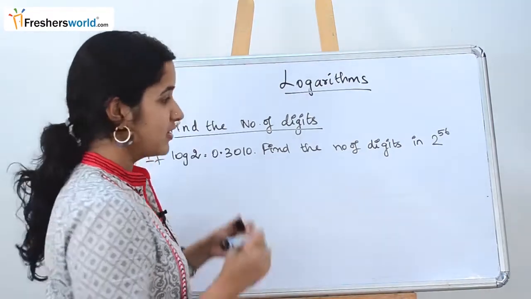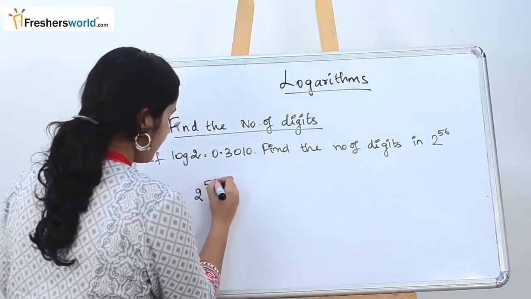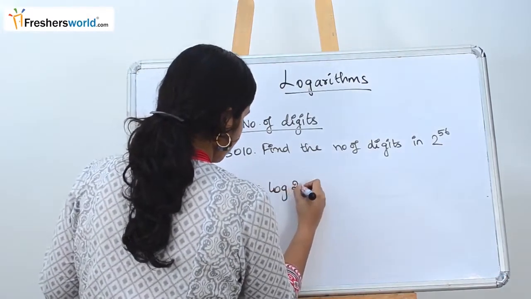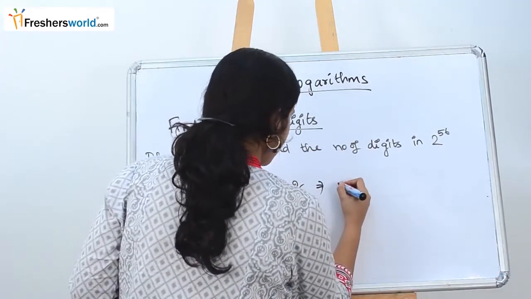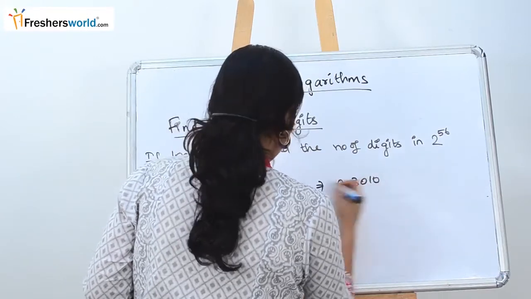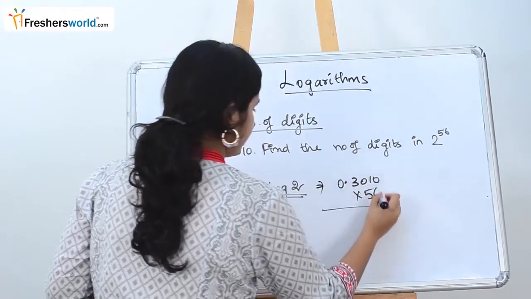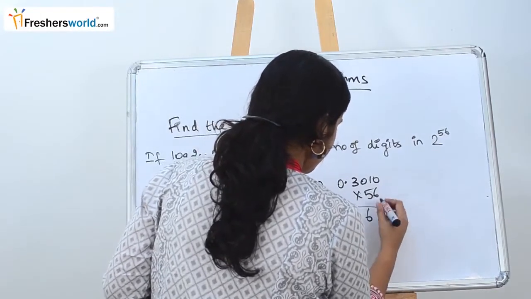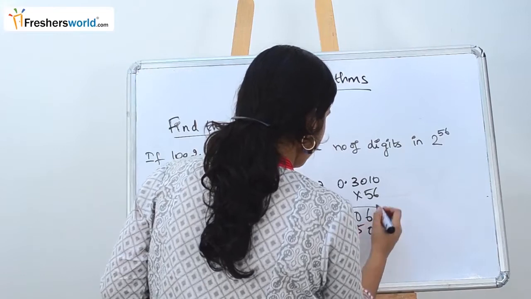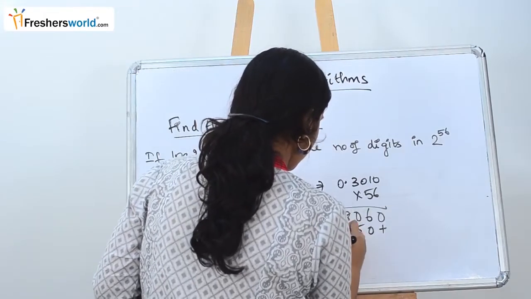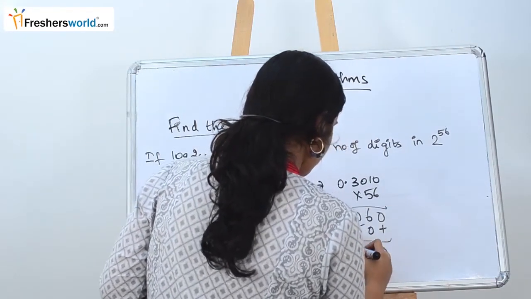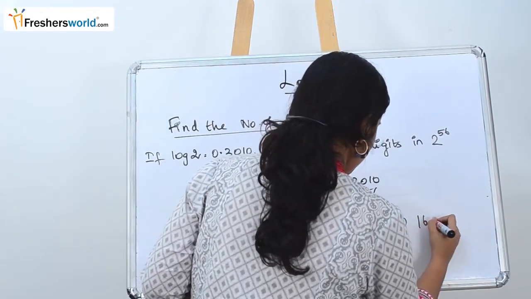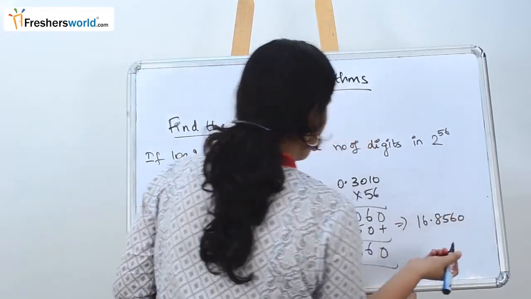So the question that they have given is 2 power 56. How can 2 power 56 be rewritten? It can be written as 56 log 2. Log 2 value is nothing but 0.3010 into 56, which is nothing but 16.856. So what are they asking you to find?